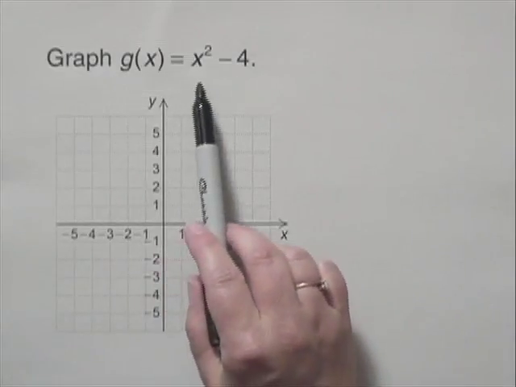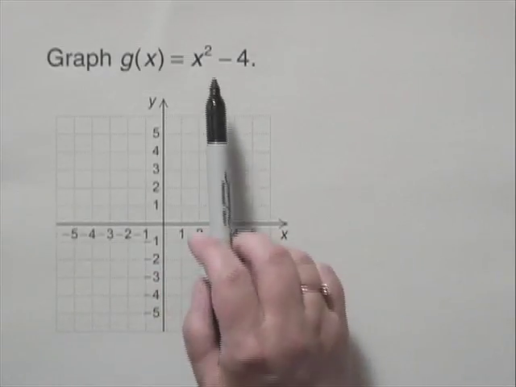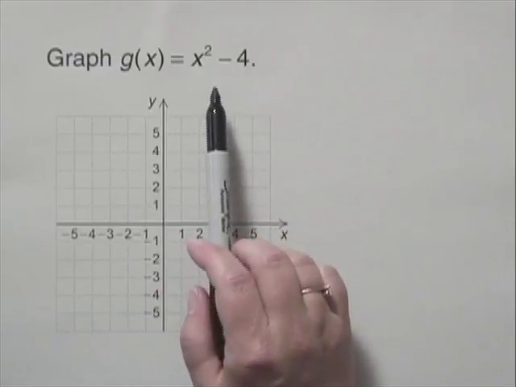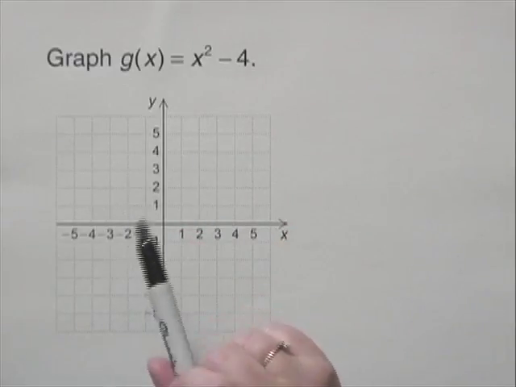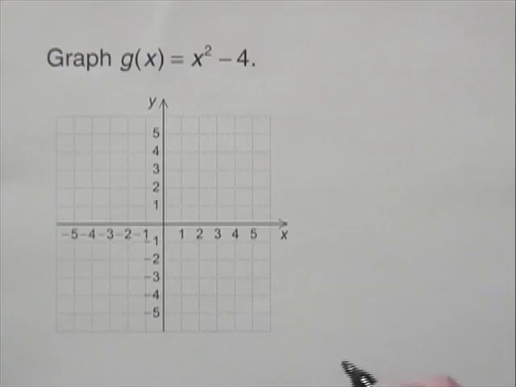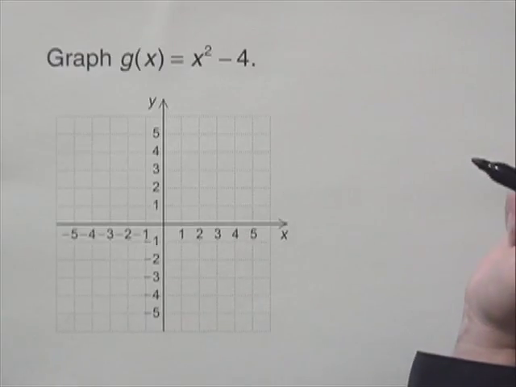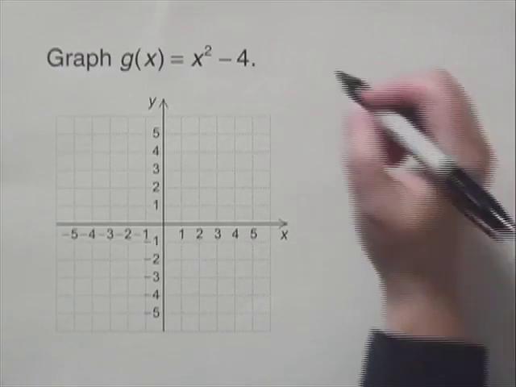Graph g of x equals x squared minus 4. This is a quadratic expression, so the graph will be a parabola. Let's find some points, plot points, and sketch the graph. We'll find some function values.